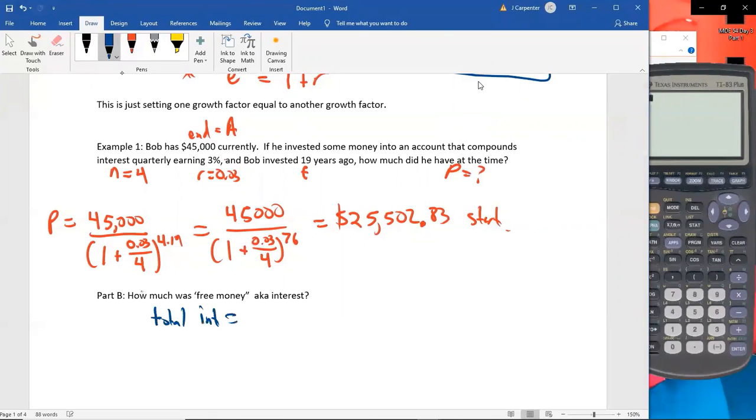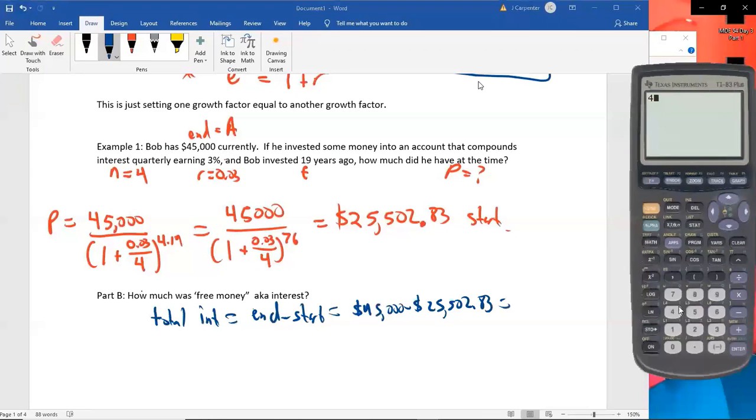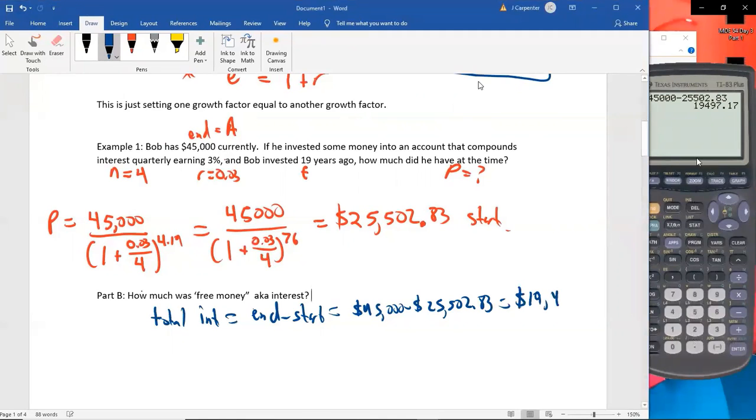should be the difference of how much you have at the end and how much you started with. So that would be the 45,000 minus the $25,502.83. And you can feel free to use your calculator for that. 25502.83. And we get 19,497.17. So there's our answer.